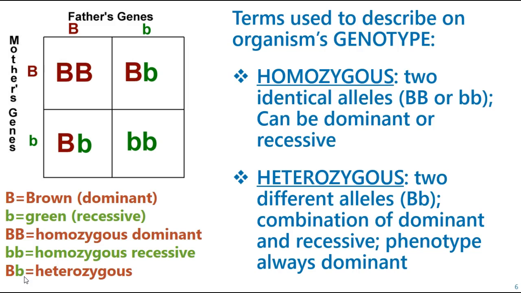And then we have two offspring that are heterozygous, and that's represented by an uppercase B and a lowercase b. Note that they have two different alleles. They have a combination of dominant and recessive alleles. Its genotype is heterozygous, but its phenotype is brown. It's showing the dominant phenotype. Because remember, anytime you see that dominant allele, the dominant phenotype is going to be expressed.